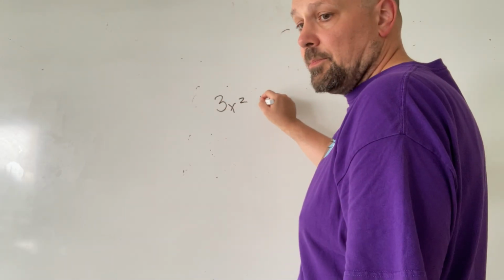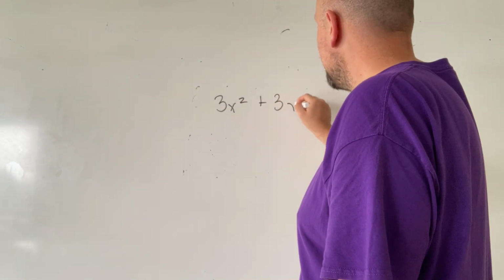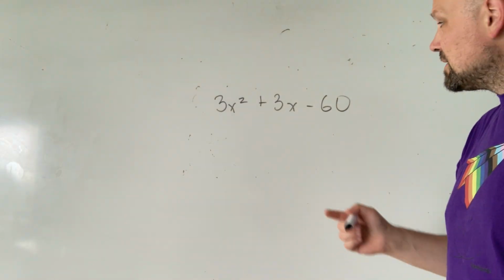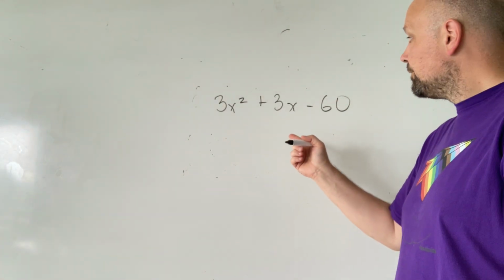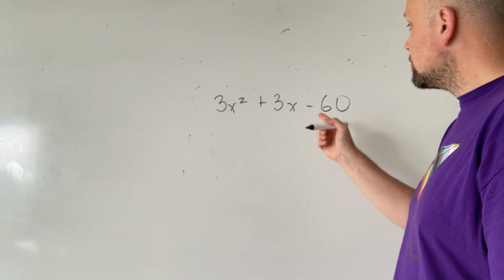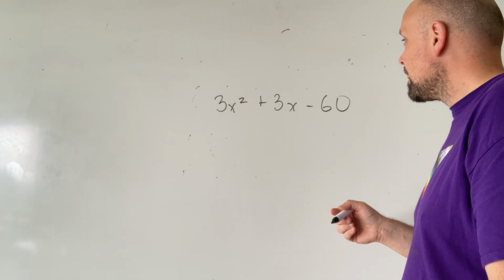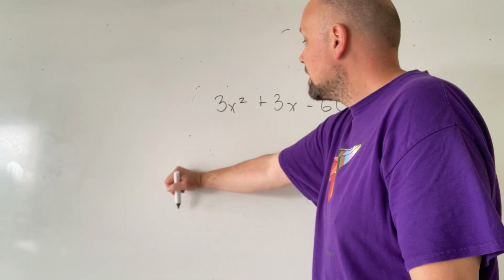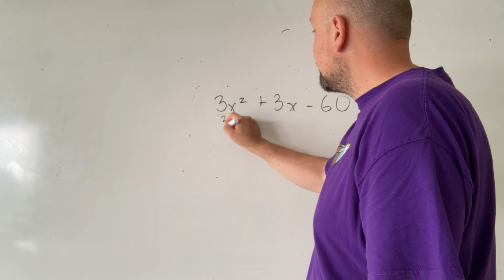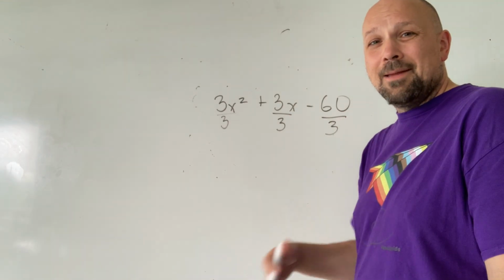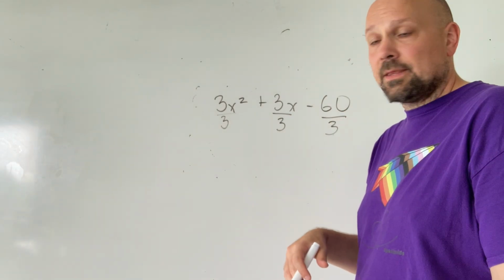3x squared plus 3x minus 60. Okay, so this looks like a complex trinomial, and so I got to think about trying different factors of 60, and that looks like it's going to be a pain, right? But if I look, there is a common factor of 3. So if I can common factor first, it makes my numbers a lot easier to deal with, right?